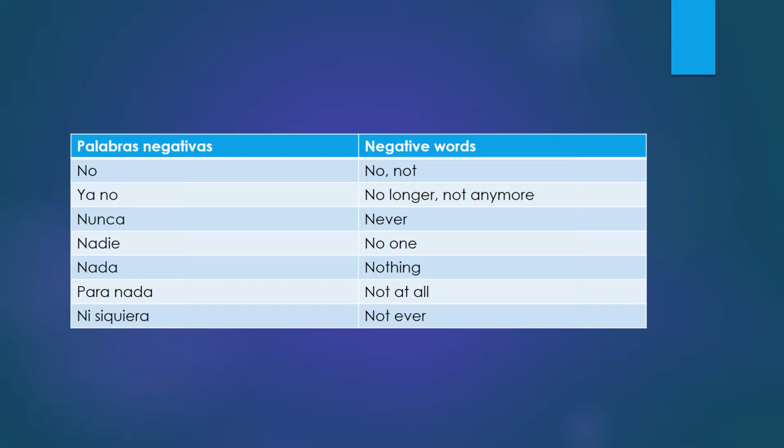Here are some more negative words. No, ya no, nunca, nadie, nada, para nada, ni siquiera. You're going to use these a lot, so it's really important for you to memorize them.